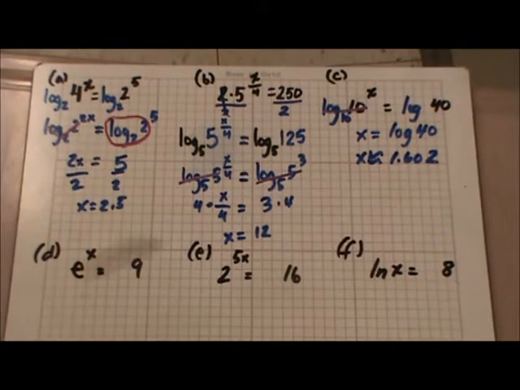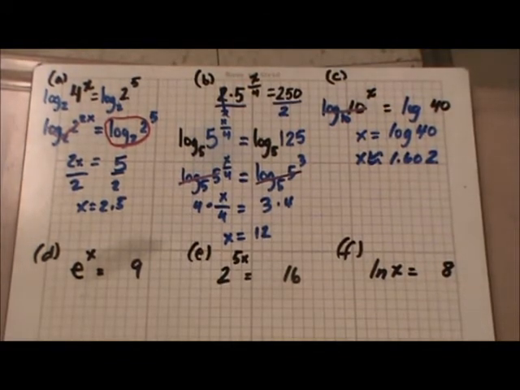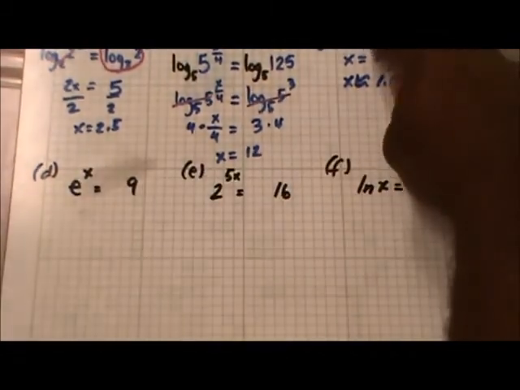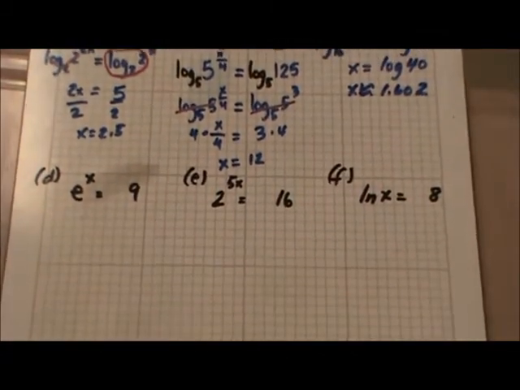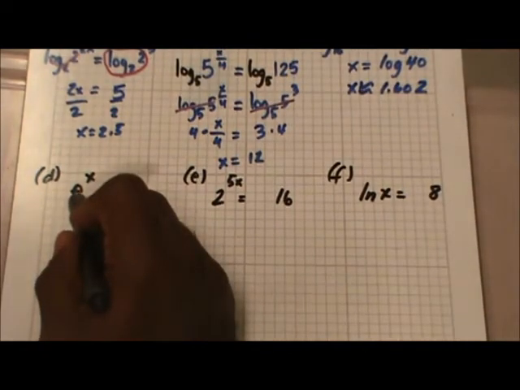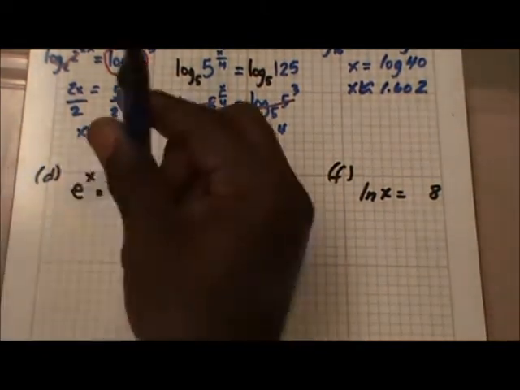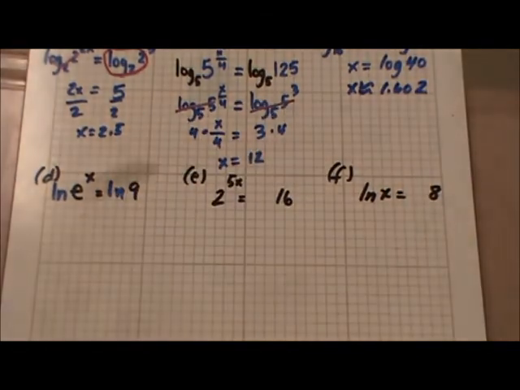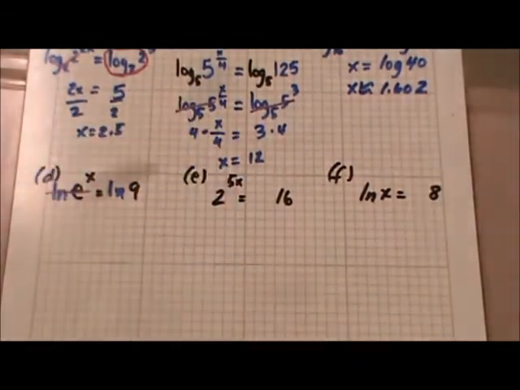All right, D. e to the x is equal to 9. So I want to get to this x again, sort of like I wanted to get to the x in C. But I have to do the inverse of e, which is, you guessed it, the natural log. I don't know if you guessed it, but yeah. In that case, my natural log of e cancels.